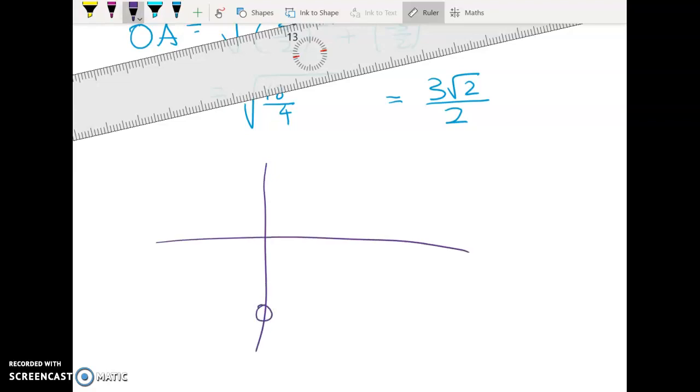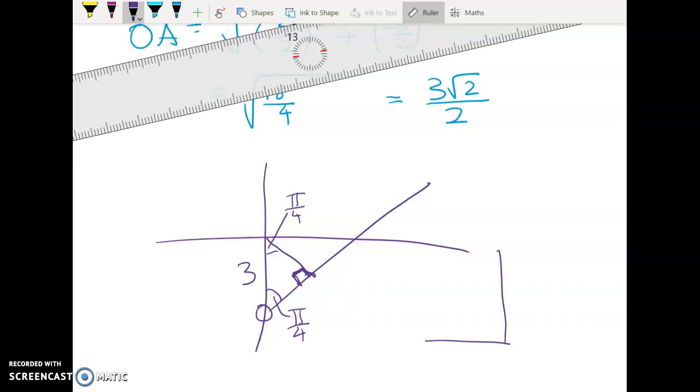All right, so we've got this line here, and we know that this has to meet here at an angle of 90 degrees. We know that this angle here has got to be 45 degrees or pi on 4. Because angles in a triangle add up to 180, this angle must also be pi on 4, and this length is 3. So now let's turn that triangle around.